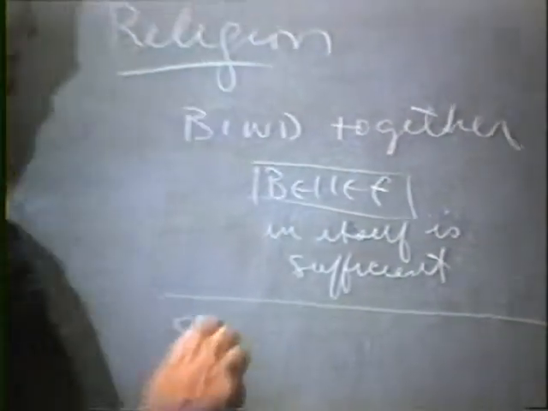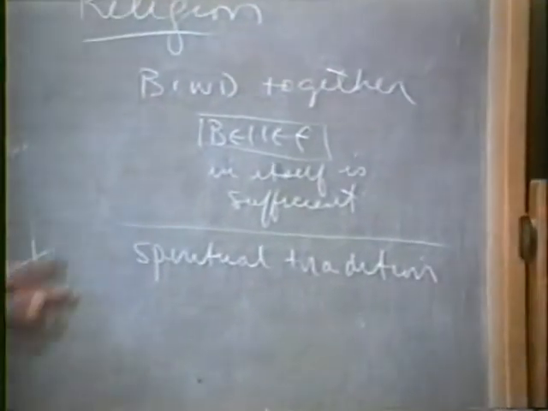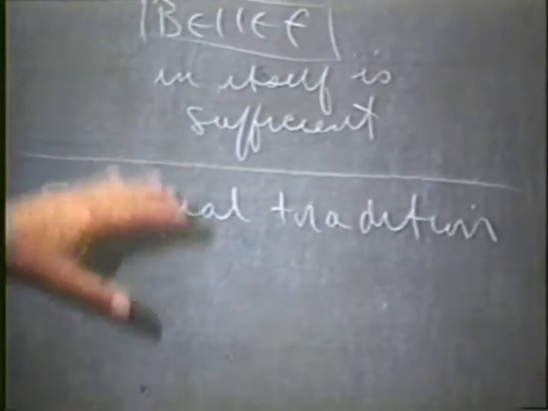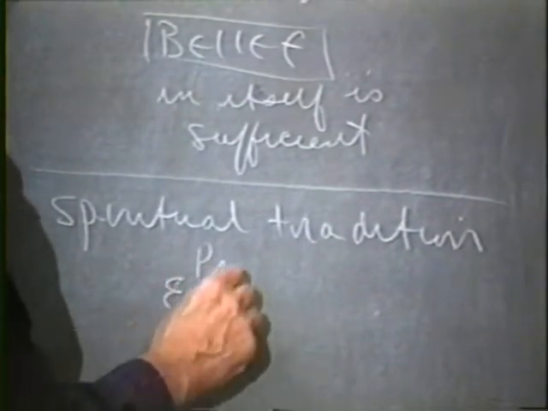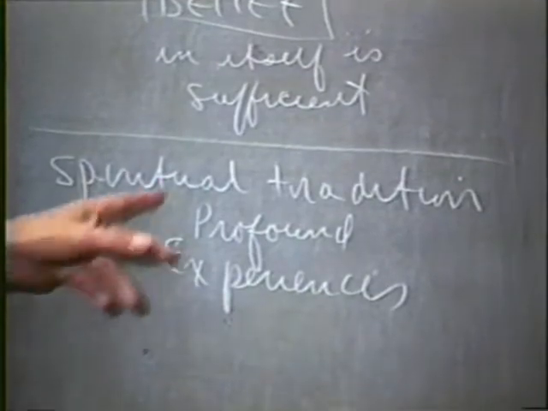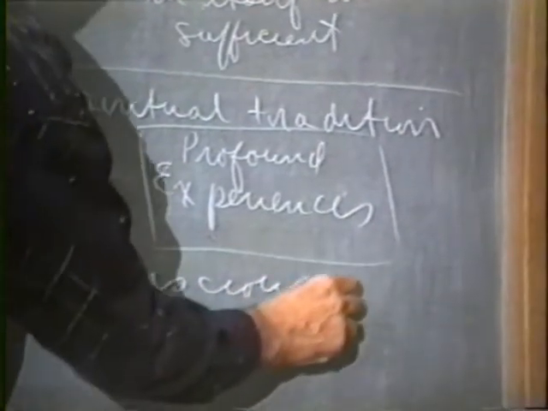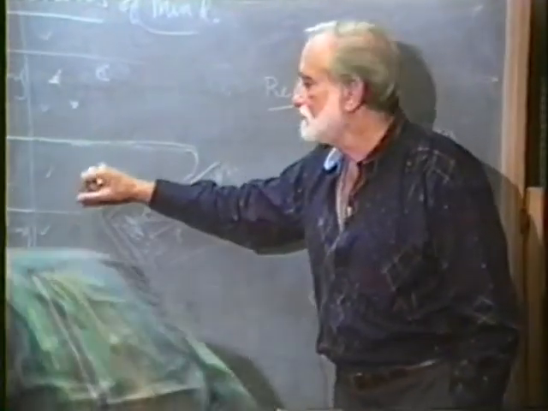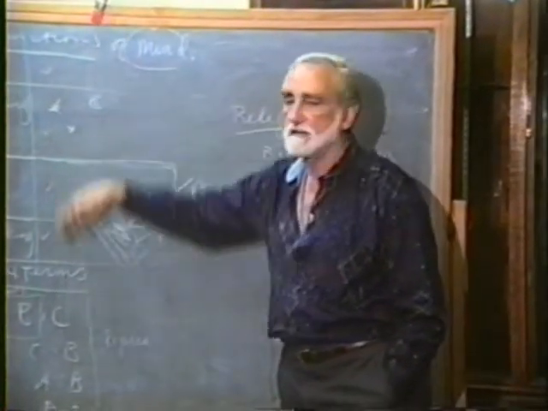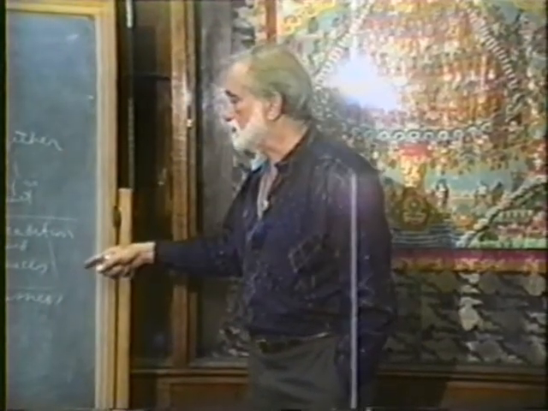Now, the spiritual tradition works on the assumption that whatever beliefs are there, they are only a tool to reach a range of profound experiences. And these profound experiences are higher states of consciousness. Now, why are they higher states of consciousness? They're not really. Consciousness is consciousness. It's just that these other states of mind inhibit the free flow of consciousness and its appropriate object. That's what they do.